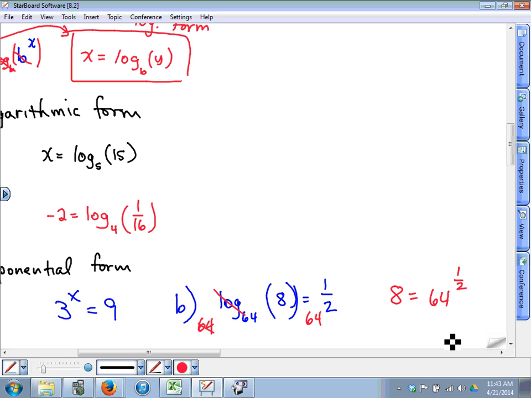Now you want to check that it's a true statement. Is that true? Does 64 to the 1/2 equal 8? Yeah. The 1/2 power just means square root, and the square root of 64 is 8.